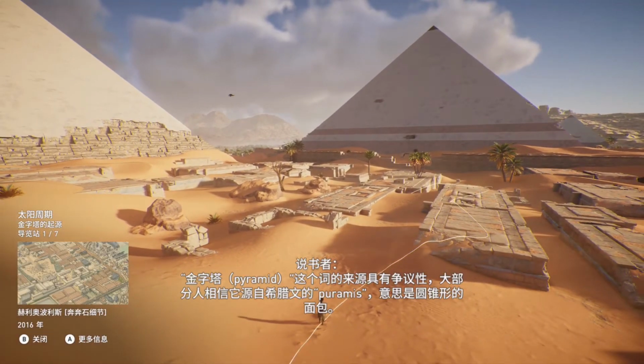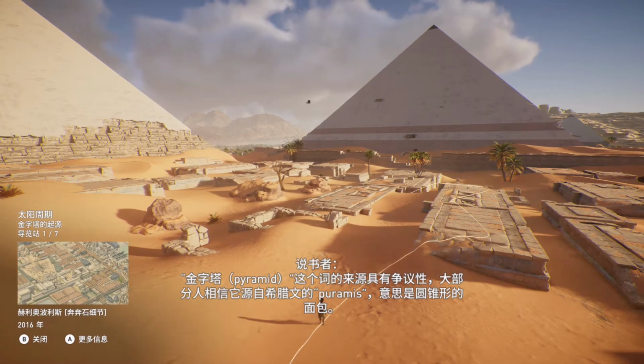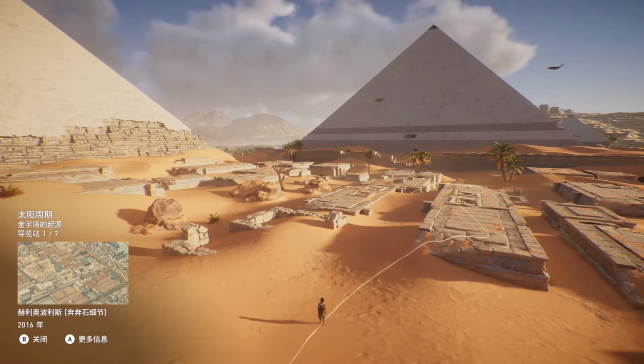The origin of the word pyramid is controversial. Most believe that it originates with the Greek word pyramis, which referred to a bread of conical shape.